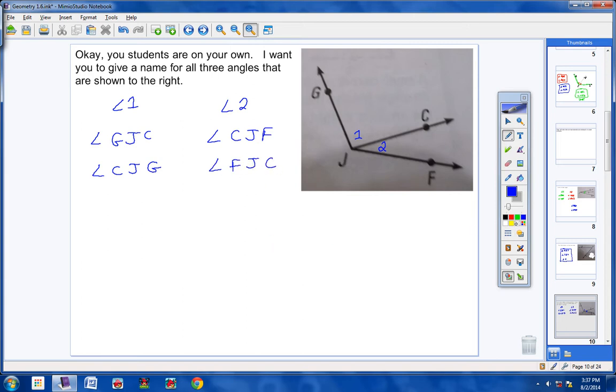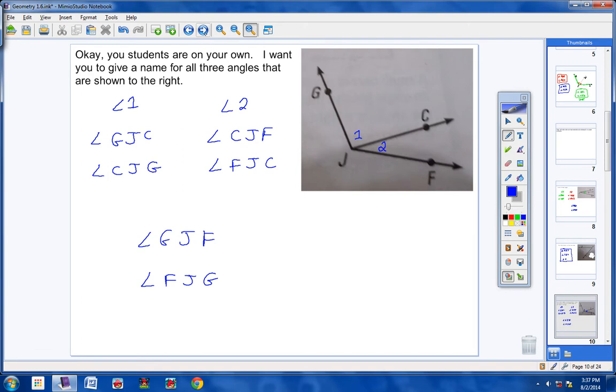All right, and then the big angle right here, I've highlighted it in blue for you, the big angle. You could have called that angle GJF, or you could call it angle FJG. I hope you're doing okay on this.